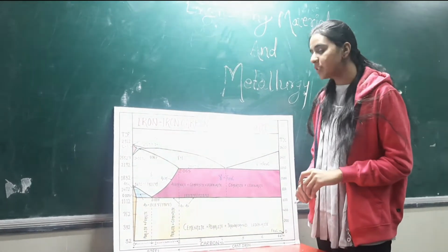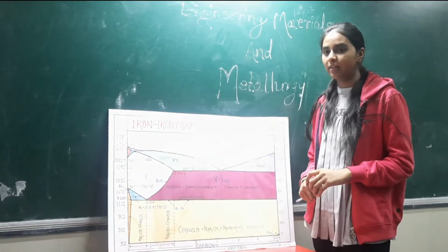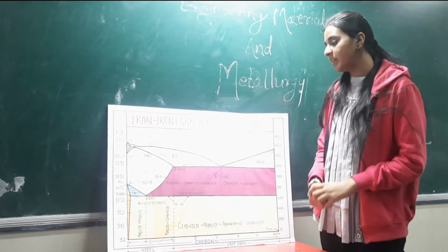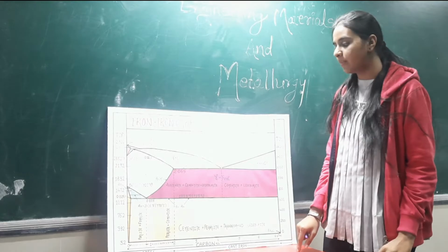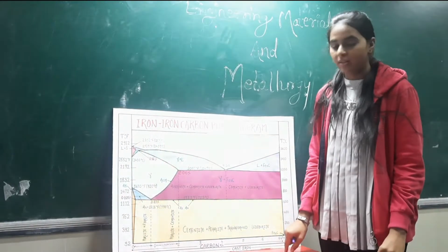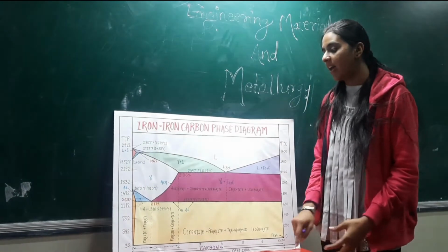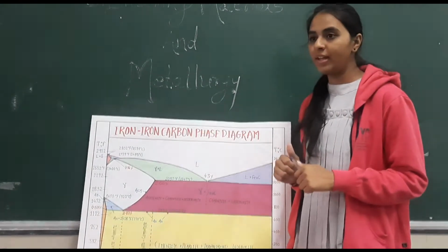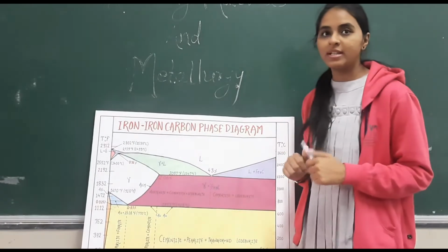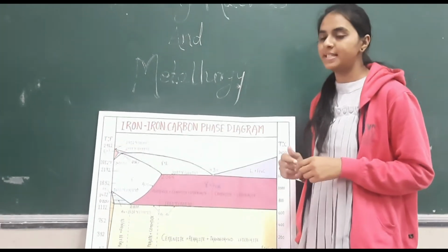Ferrite. I am the purest iron present in the phase diagram. My name comes from the Latin word ferrum. The meaning of ferrum is iron. So let's start. I exist in two forms. First is alpha ferrite and second is delta ferrite. First is alpha ferrite. So let's see.